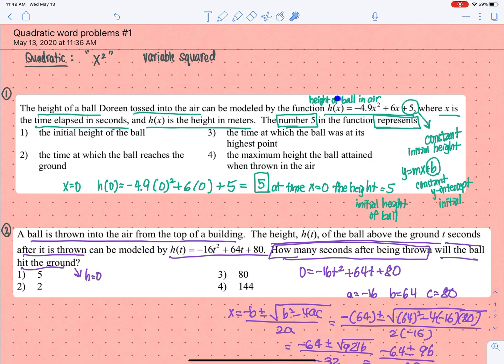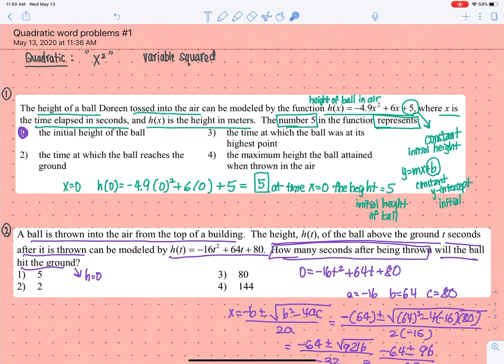This is the height of the ball in the air, x is the time elapsed, and this constant 5, what does this represent? This is the initial height. So we actually don't need to go any further and we already answered the question. 5 is the constant or the initial height, so 5 is the initial height of the ball. However, let's just explain why this is the case.